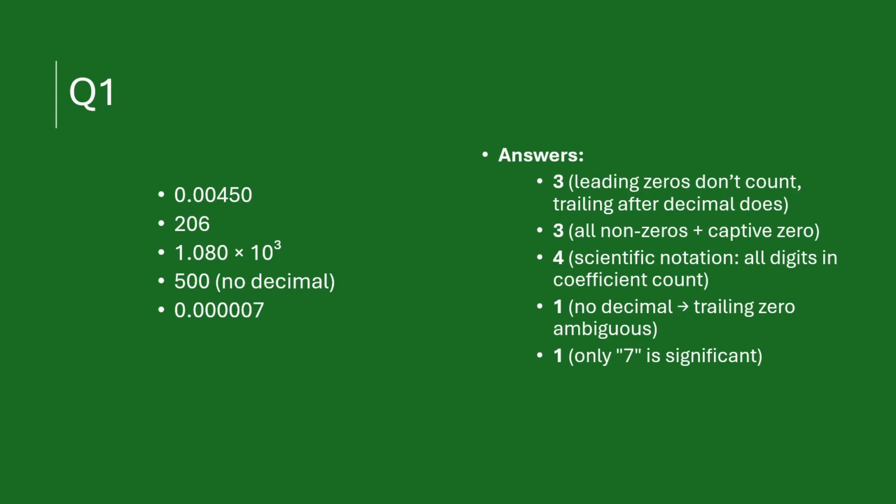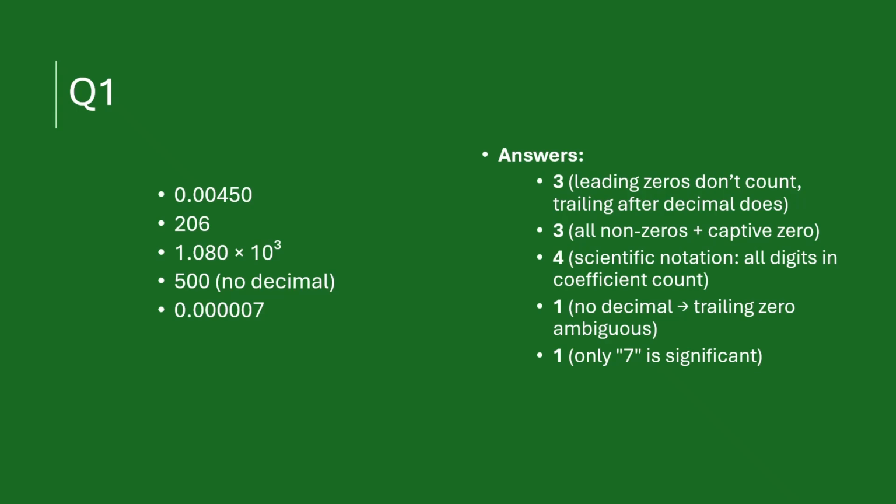So for item number one, 0.00450, we only have three significant figures for this. Leading zeros don't count, trailing zeros after the decimal do. Okay, so 0.00450 only has three significant figures. The significant figures are 4, 5, and 0.